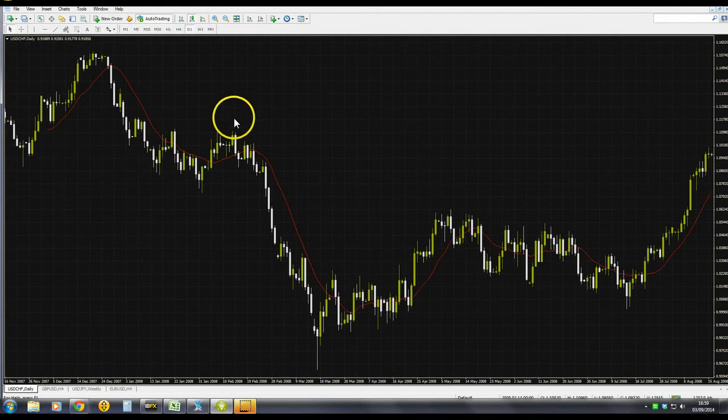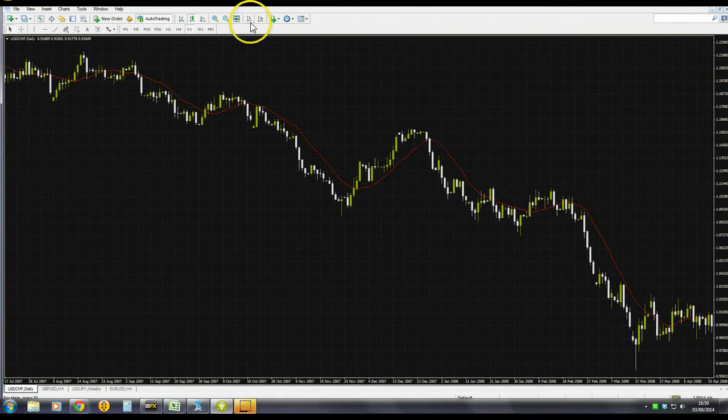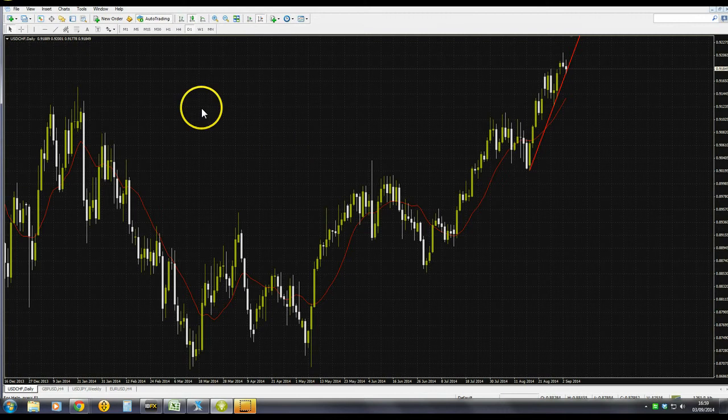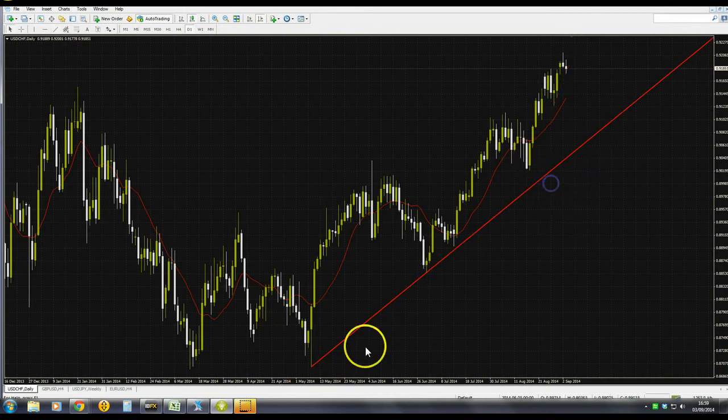Now, trends happen on every time frame possible. First thing you want to do is just go to a higher time frame. Just go into a daily chart and start to label your long-term trends. Now, as you can see here, we've got this long-term trend line based on the A, the B, the C and the D.